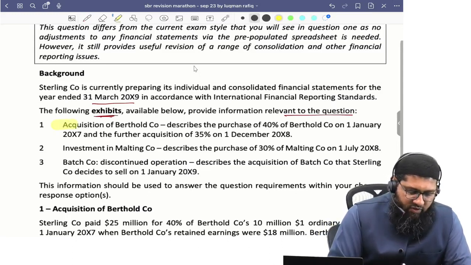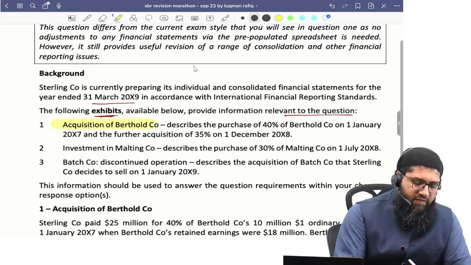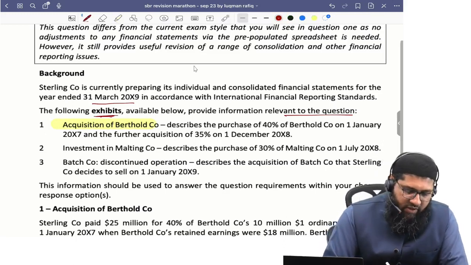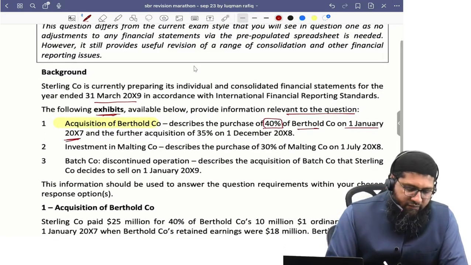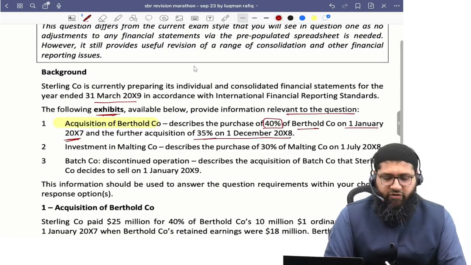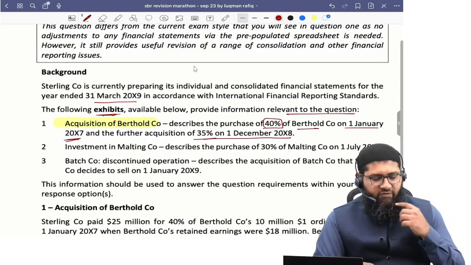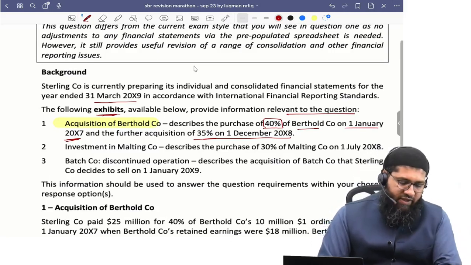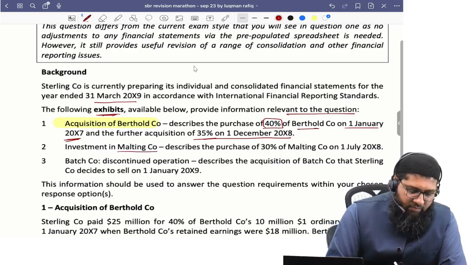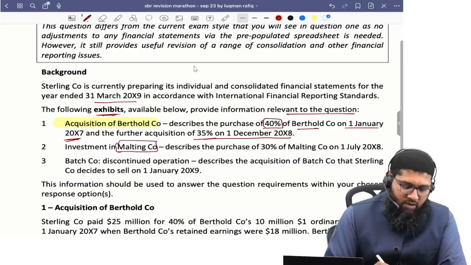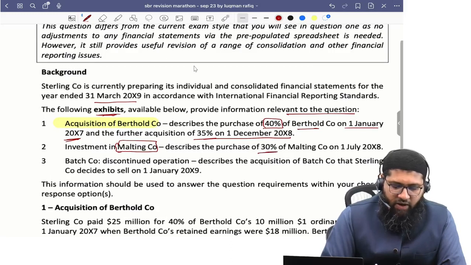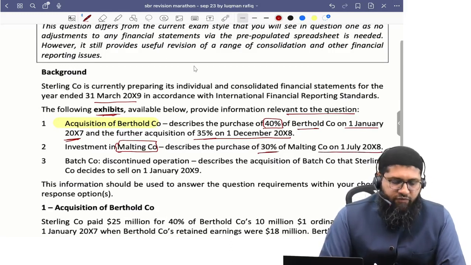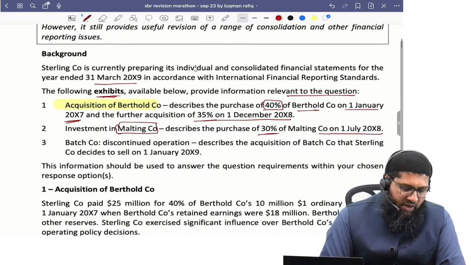It says acquisition of Berthold Company. Now, what is this acquisition of Berthold Company? It says this describes the purchase of 40% of Berthold Company on 1st January 2007 and a further acquisition of 35% on 1st December X8. So 1st January X7 and 1st December X8, this is how the acquisitions have taken place. Then it talks about investment in Malting Company, which describes the purchase of 30% of Malting Company on 1st July X8.